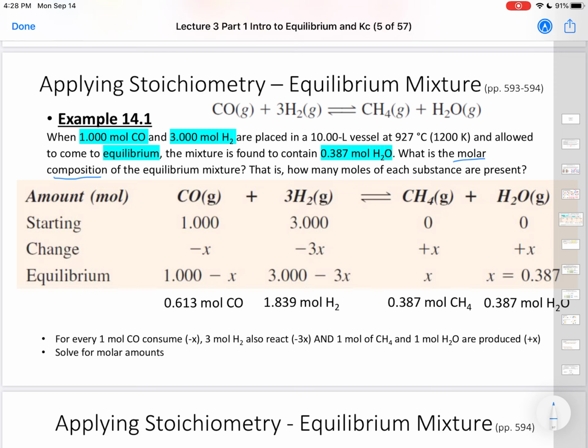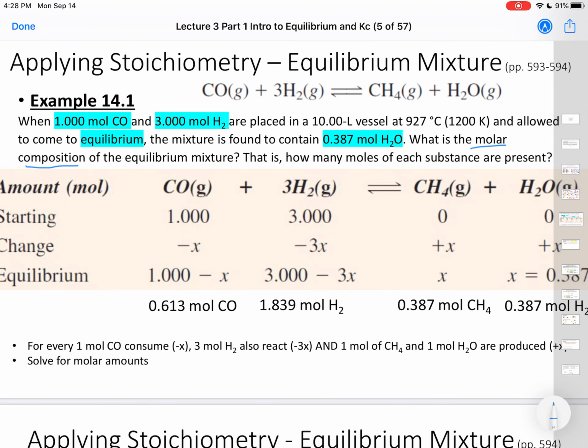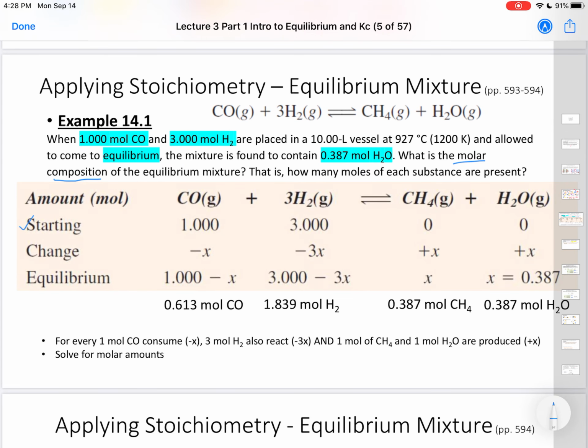Okay, the book sets up a little table for you where you have the reaction at the very top of the table, and on the left-hand side you have the starting molar amounts, the change, and then the equilibrium. Okay, very important to understand that at the beginning you have 1 mole and 3 moles as it was stated in the problem, and at the very, very beginning, you should have no products because nothing has reacted yet.